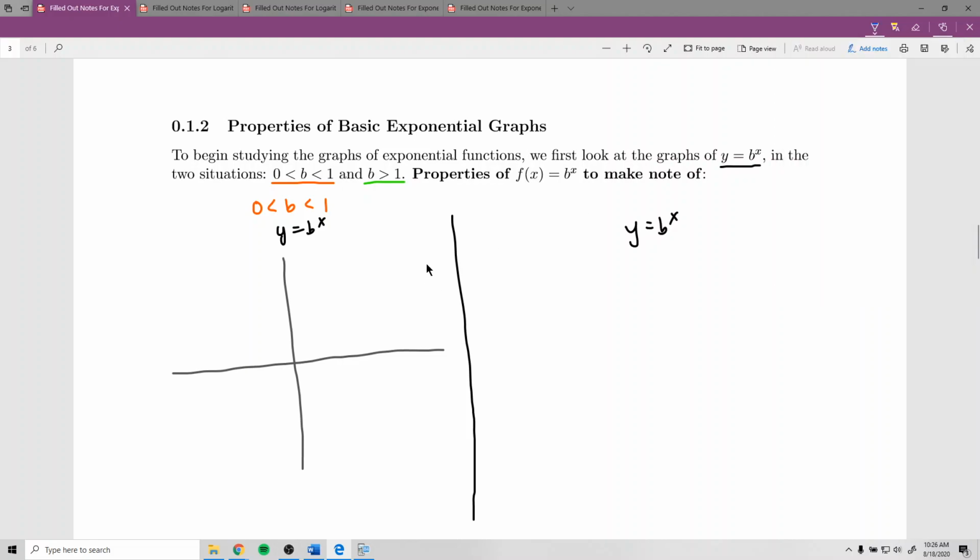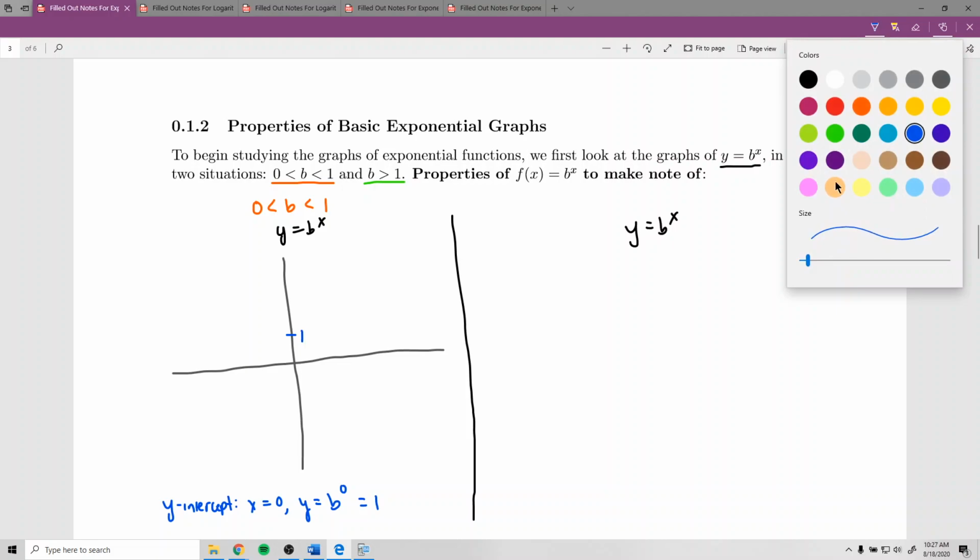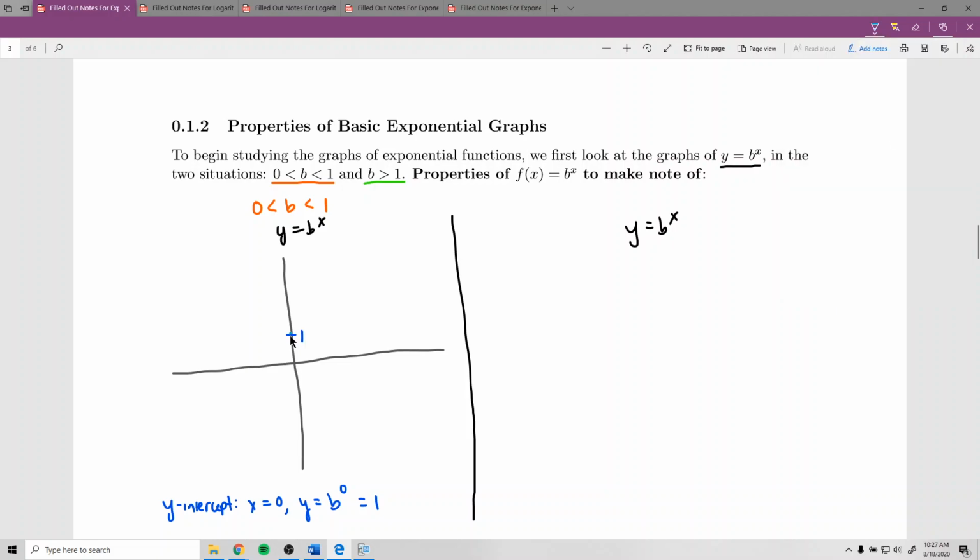All right, so there's one point that's very special, and that is the y-intercept, because when we plug in x equals 0, you might think, well, we don't know b, but it doesn't matter. When we plug in x equals 0 we get b to the 0, and anything to the 0 power is 1. So the y-intercept here is 1. I'll go ahead and plot that point here.